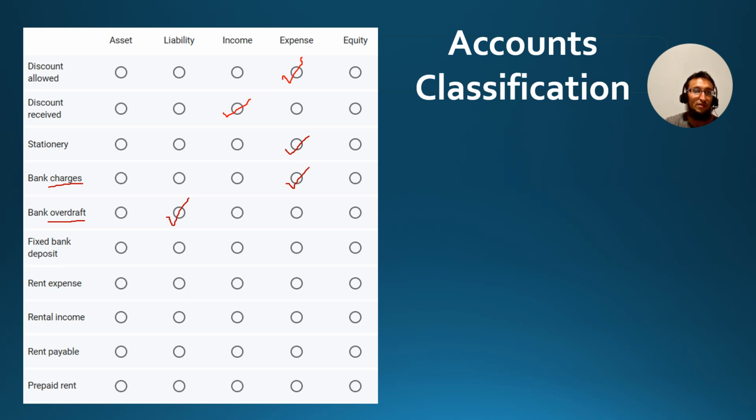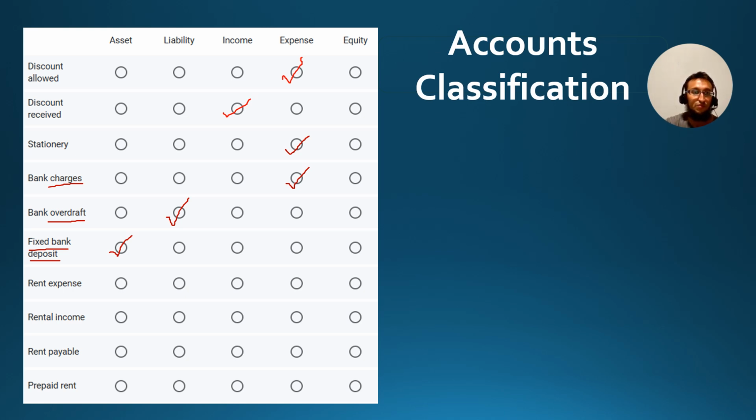Fixed bank deposit is basically money kept in the bank, and normally this amount is what the business owns, and the business can earn some interest by doing so. So since it's a resource that the business owns, we will count it as an asset.